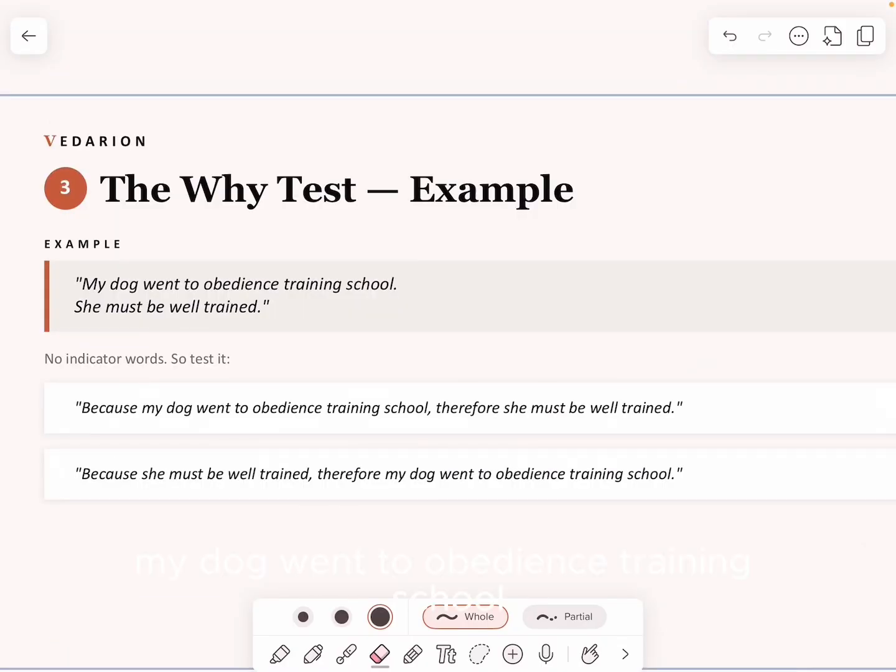My dog went to obedience training school. She must be well trained. Now, there are no indicator words here for conclusion and premise, so let's try our Y test. You take the first sentence and you say because, and then you put the next sentence in for therefore. So let's try: because my dog went to obedience training school, therefore she must be well trained. See how that makes sense? There's a logical flow to this.